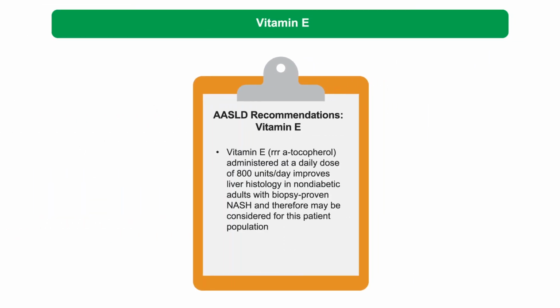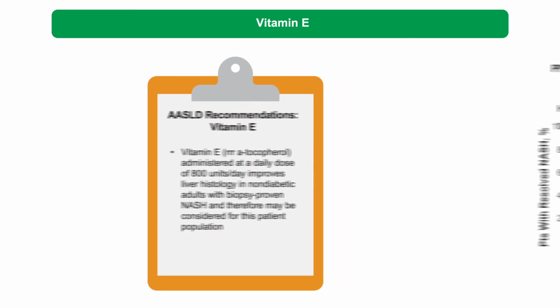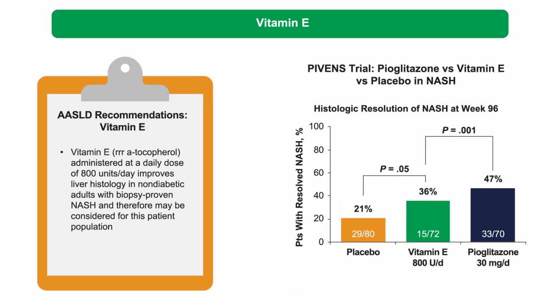Based upon the AASLD practice guidance, we also utilize vitamin E treatment among patients with biopsy-proven NASH, typically who are non-cirrhotic and non-diabetic. A typical dose for vitamin E response is considered to be 800 units daily. This is based upon data from the PIVENS trial conducted by the NASH-CRN, where we showed that 800 units of vitamin E is associated with improvement in NAFLD activity score as well as resolution of NASH when treated over 2 years.